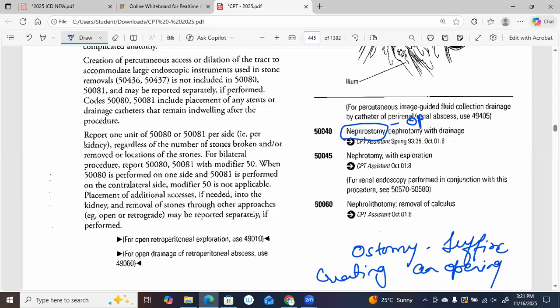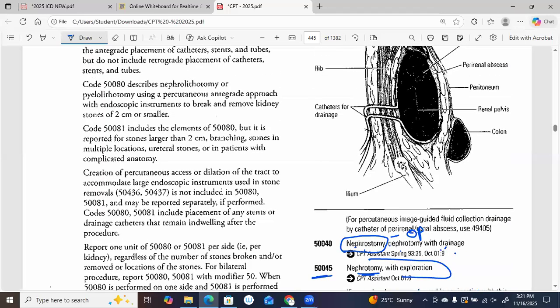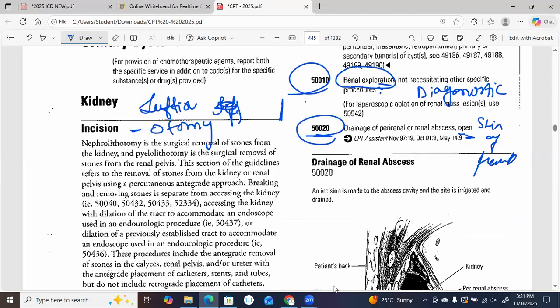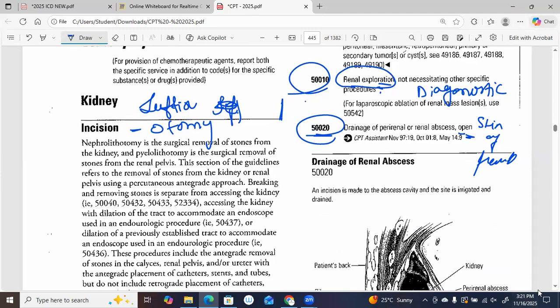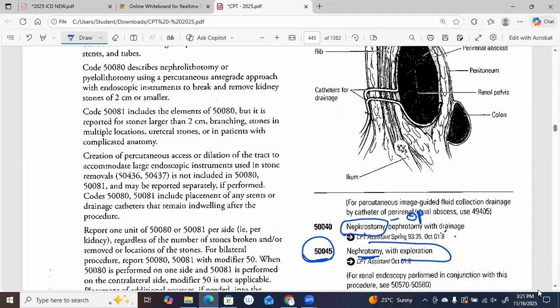So first we have nephrostomy and nephrotomy with drainage. So the doctor is creating an opening and then doing the drainage, placing the drain tube so that there should not be accumulation of the pus. Then we have 50045, nephrotomy with exploration. Now I have one question for you. Can any one of you tell me the difference between 50045 and 50010? This is a renal exploration code, 50010, and the next code we have is 50045. Can any of you tell me the difference between these two?